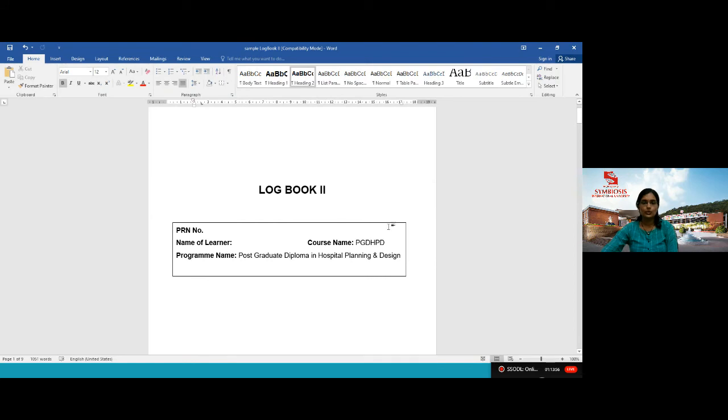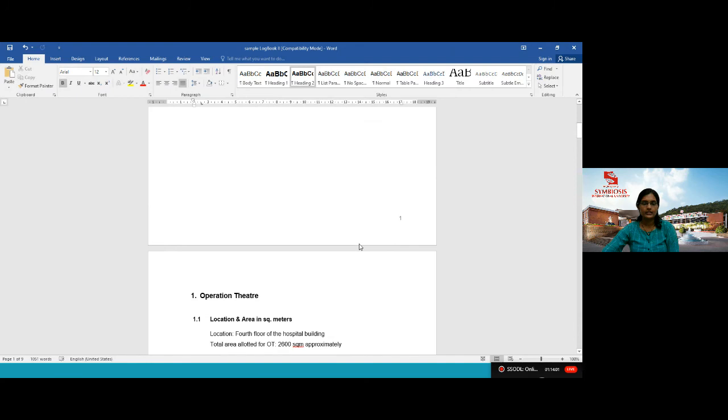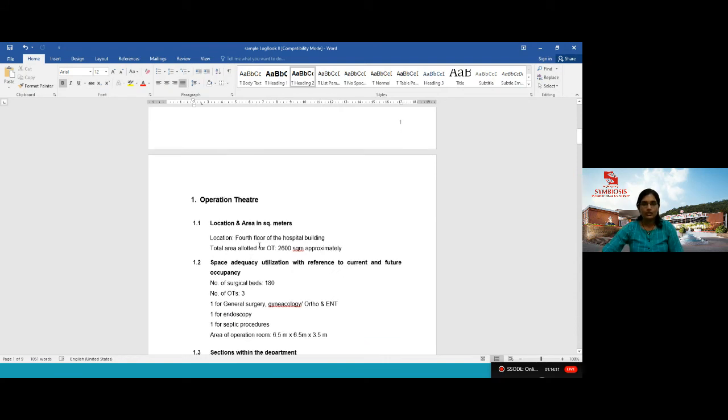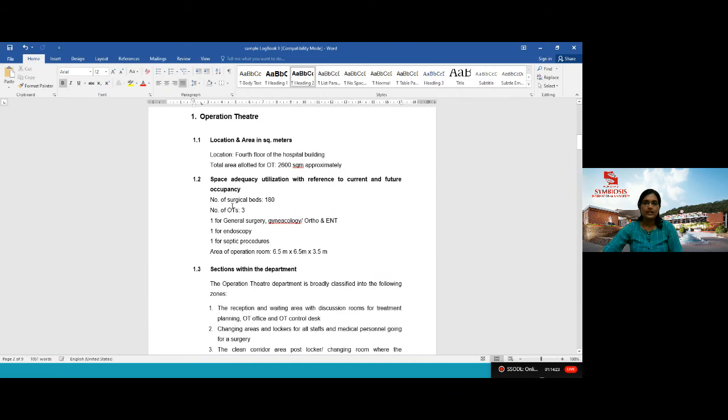So this is logbook 2. This is the sample for logbook 2 that I am mentioning here. I have taken one department, the operation theatre. In this imaginary case, the location is the 4th floor. Total area allotted is 2,600 square meters. Then space adequacy, I have written here. The number of surgical beds available in the hospital is 180. The number of OTs is 3.